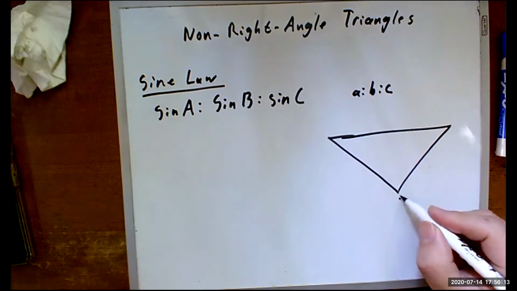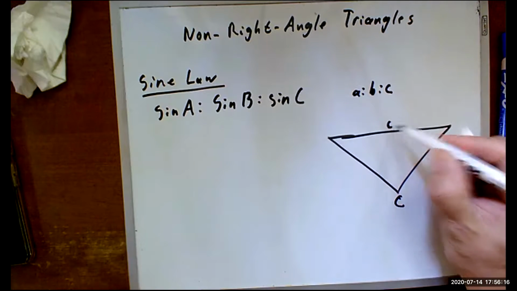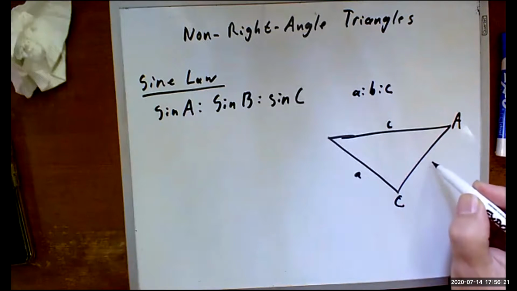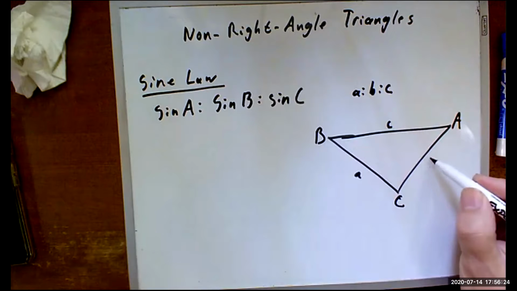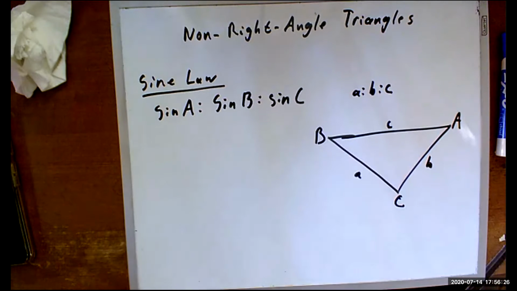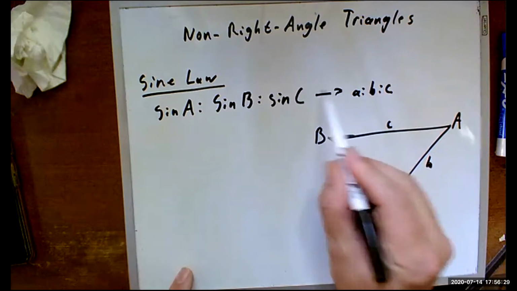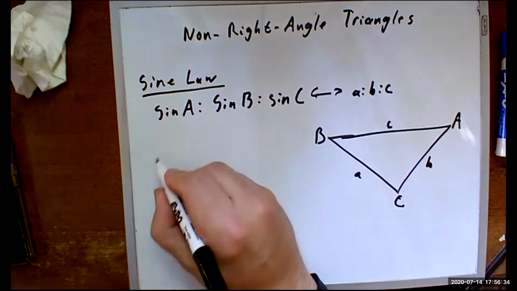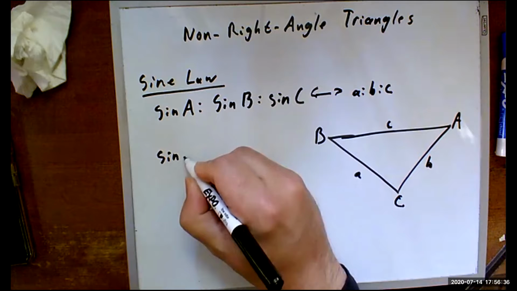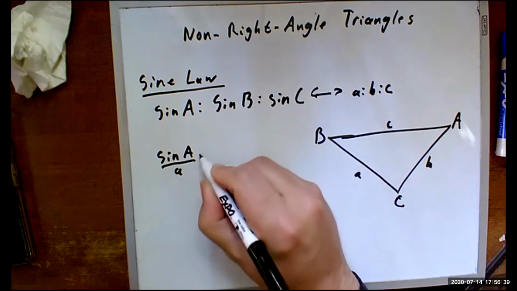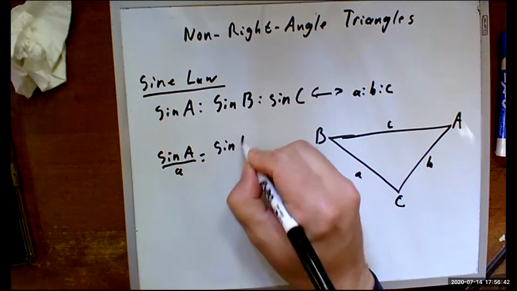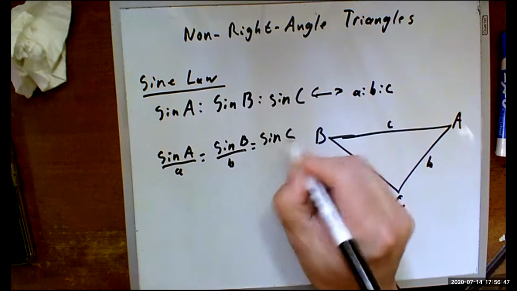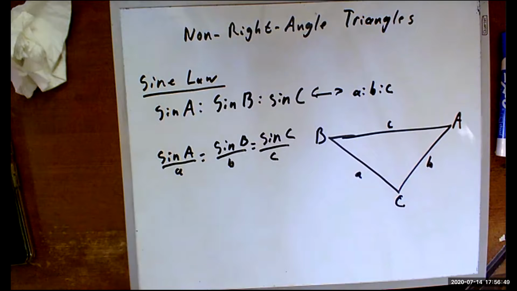We have a triangle. There's the capital C, there's the lowercase c, capital A, lowercase a, capital B, lowercase b. So when we take these things and we notice that they're going to be equivalent, it means that we can write out very nicely a relationship that looks like this. Sine A over A will be equivalent to the sine of B over B, which is equivalent to the sine of C over C.